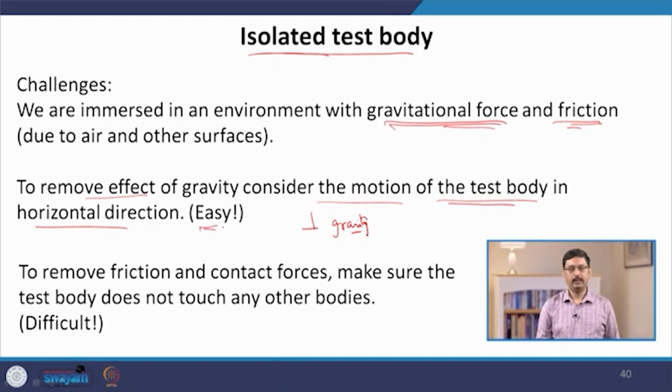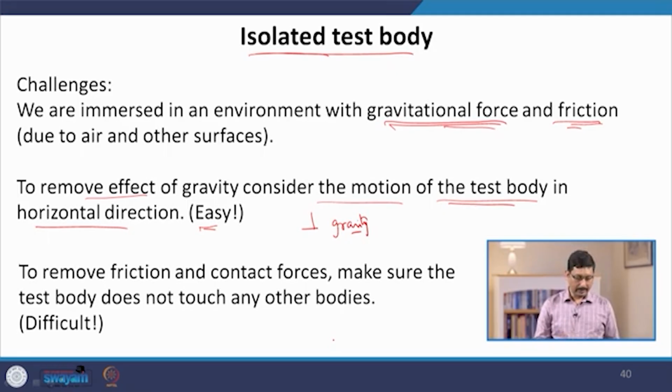This is the easy part, and this is a beautiful illustration of the concept of dot product, which we have discussed in the first week of this course. If you know the force, then a force does not have any component in its perpendicular direction. So, now you have removed gravity. This is the easy part.